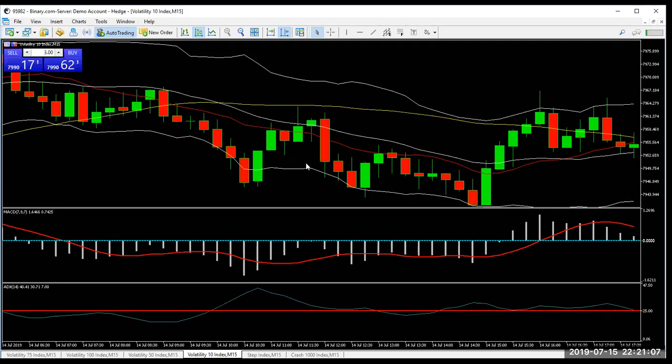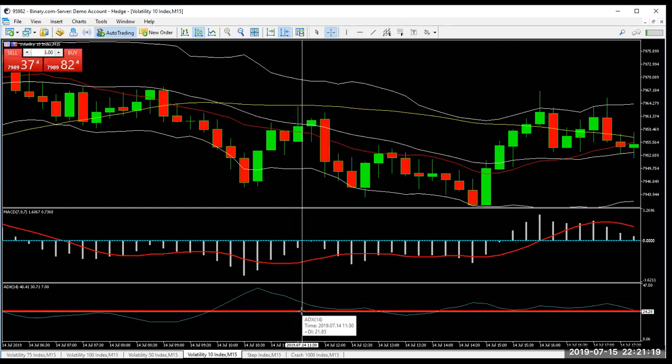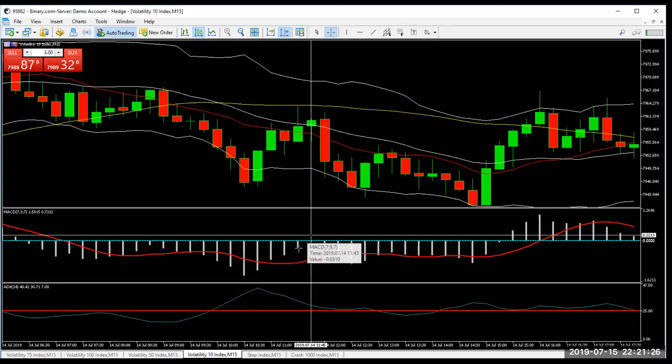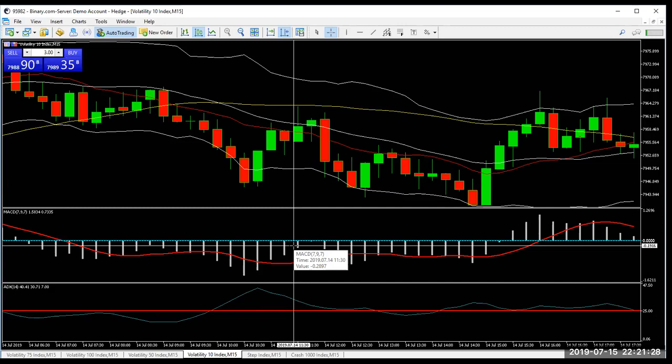Let's look at this particular chart here. Let's assume that this was a perfect condition. At this point, the ADX is above the 25 line. Then the MACD was shrinking upward. The MACD was shrinking upward.